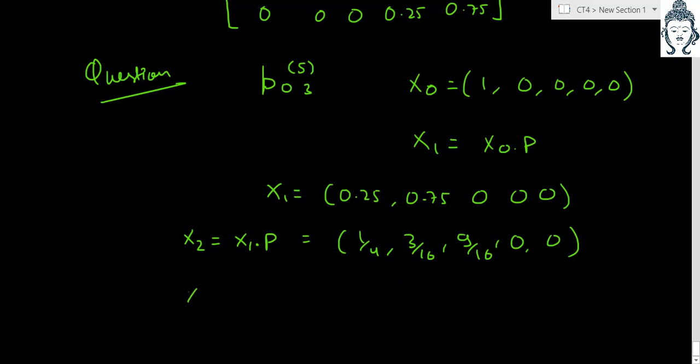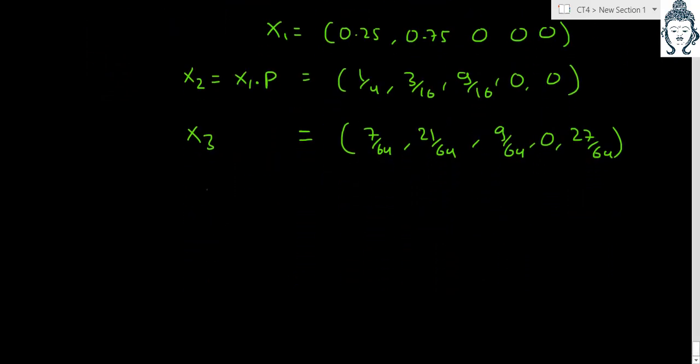Then you have x3, which would be x2 into p, which would be 7 by 64, 21 by 64, 9 by 64, 0 and 27 by 64, right? So calculate them yourself. I'm just writing all the values.